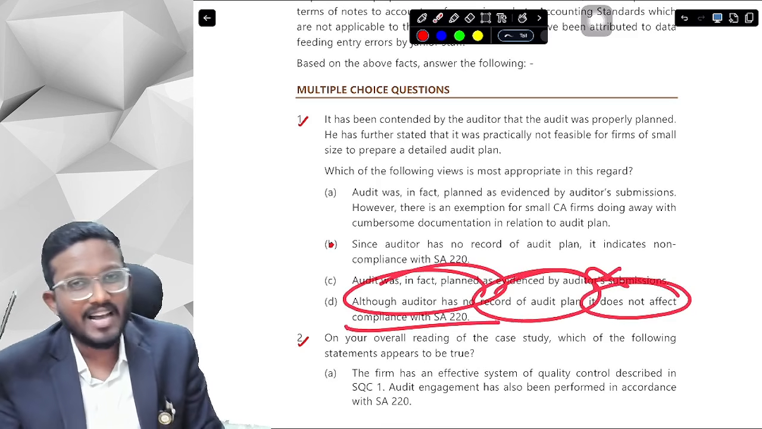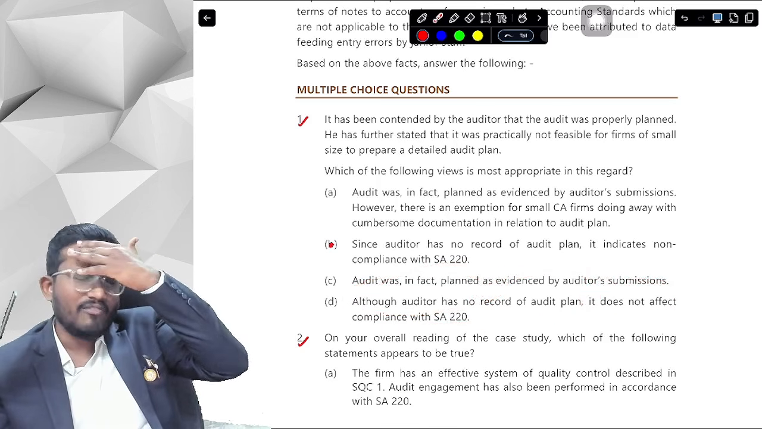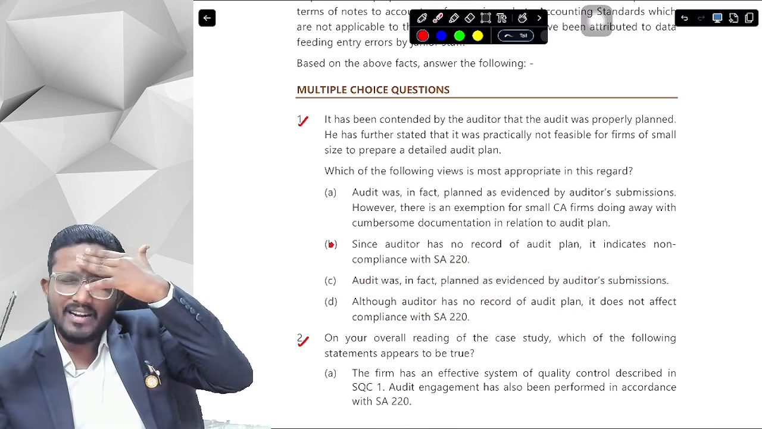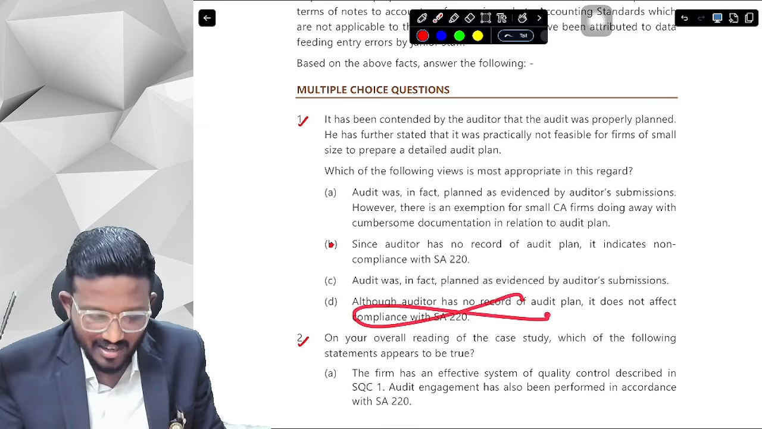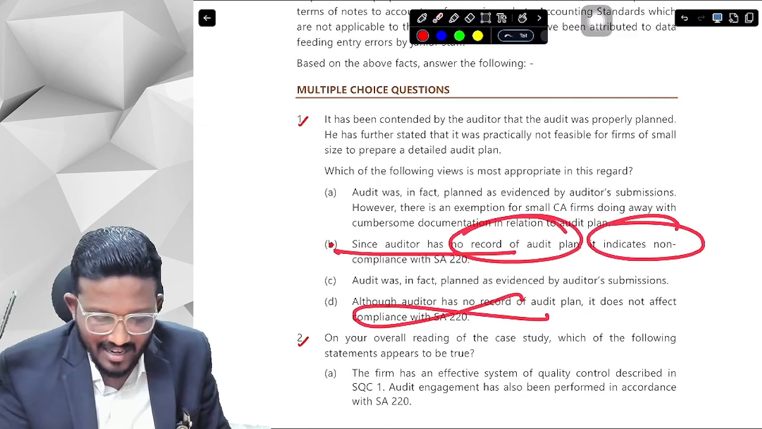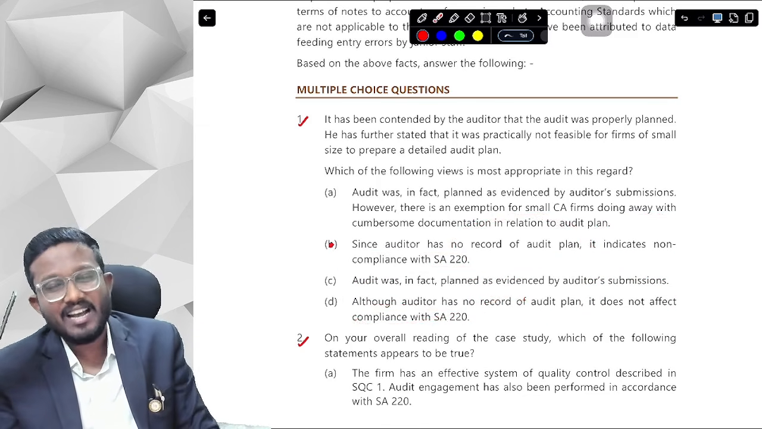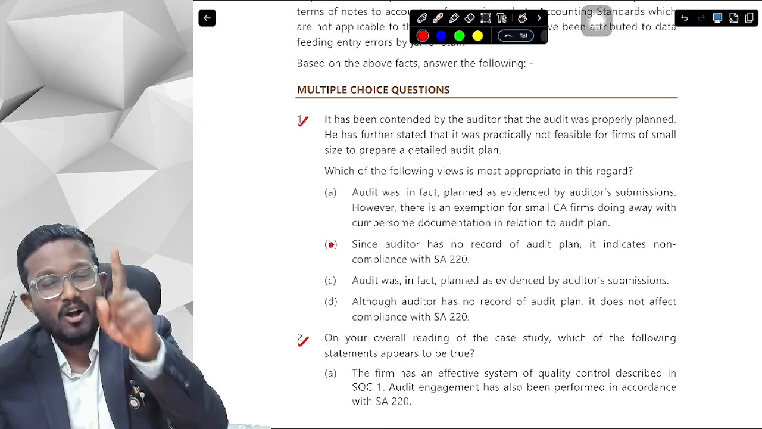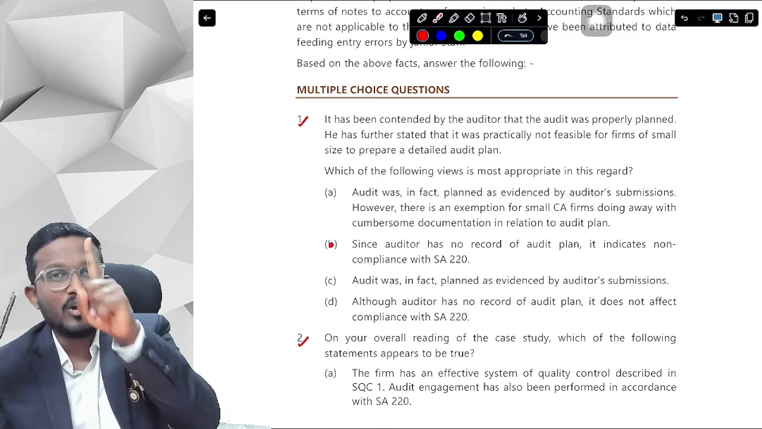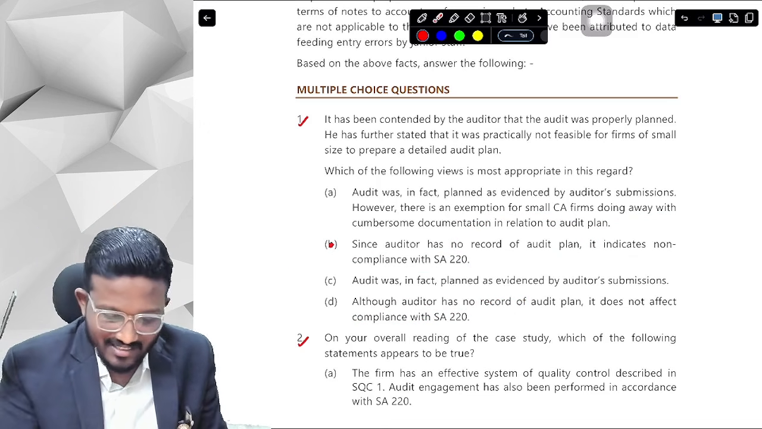The auditor has no record of the audit plan. It does not affect compliance with SA 220. It says that if we are not documenting the audit plan, then it is also correct. Then it is wrong, sir. Since the auditor has no record of the audit plan, it indicates non-compliance with SA 220. It means you are not doing your work as per quality if you are not documenting the audit plan. Okay, yes sir, this is your correct option.